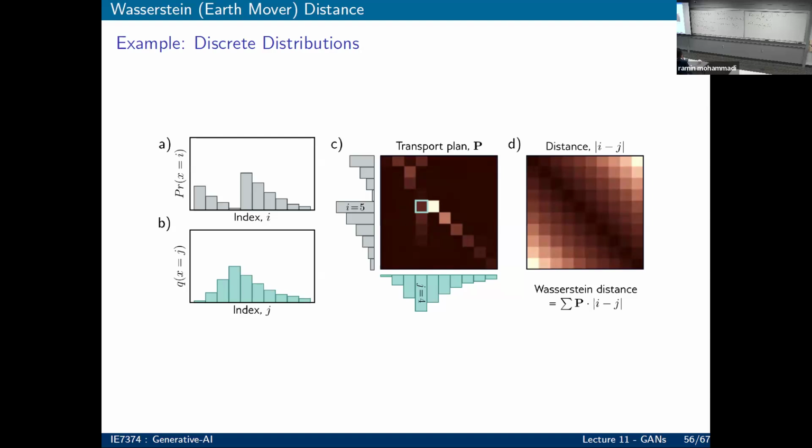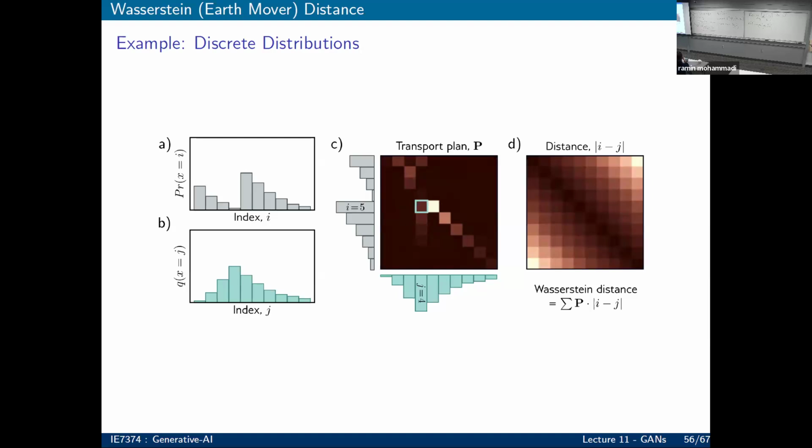Then I equal 5, J equal 4, and this becomes the distance between them. So when they are closer, the distance becomes smaller, this dark region. When they are farther away, the distance becomes larger. Now, the overall cost becomes P, whatever is the value from the transport plan, times the absolute value of the distance. That becomes the overall cost. And your goal is to find this transport plan, this plan for the movement, that minimizes that cost.